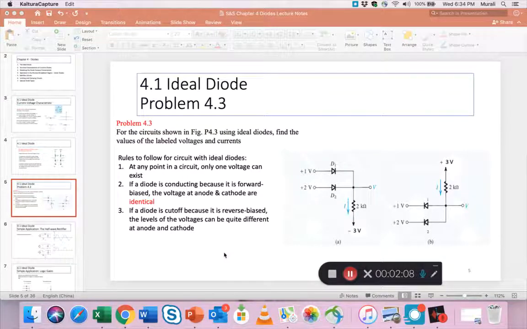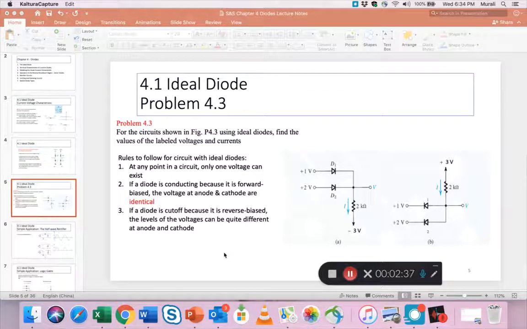Point 2, if a diode is conducting because it is forward biased, the voltage at anode and cathode are identical. Remember, for an ideal diode, we say that there is no voltage drop, that means the resistance is 0 when it is conducting and it's forward biased. So the voltage on both sides, the anode and the cathode, should be exactly the same. So that's number 2.